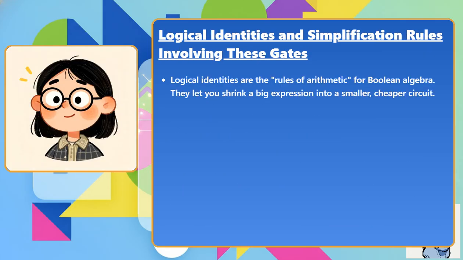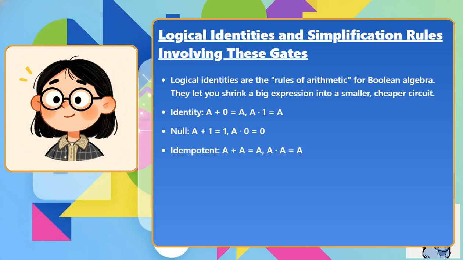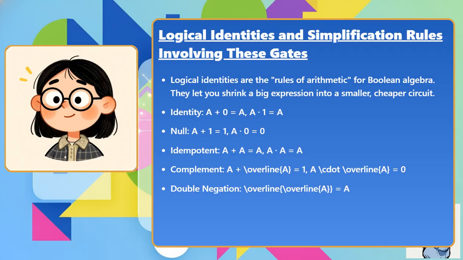Logical identities are the rules of arithmetic for Boolean algebra. They let you shrink a big expression into a smaller, cheaper circuit. Identity: A plus 0 equals A, A and 1 equals A. Null: A plus 1 equals 1, A and 0 equals 0. Idempotent: A plus A equals A, A and A equals A. Complement: A plus not-A equals 1, A and not-A equals 0. Double negation: not not A equals A.